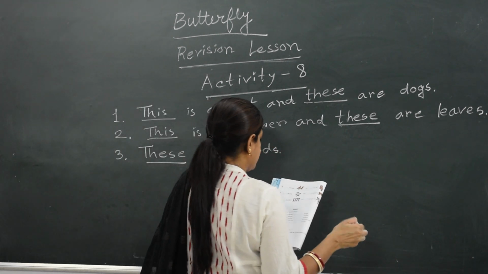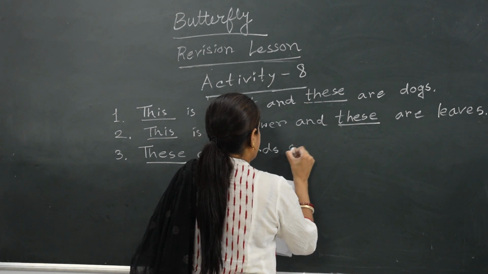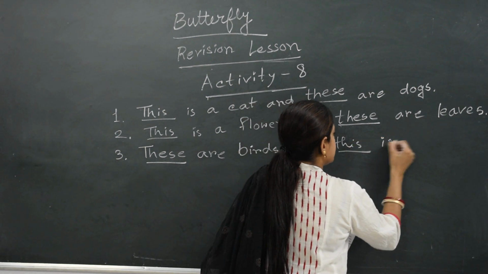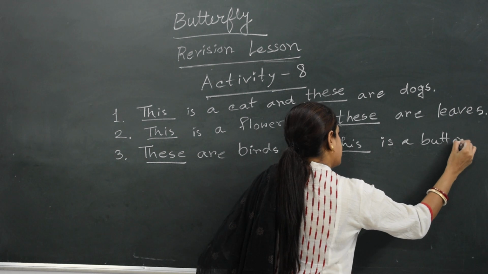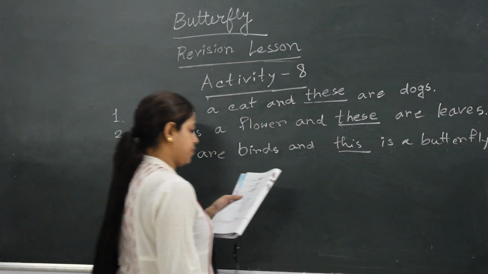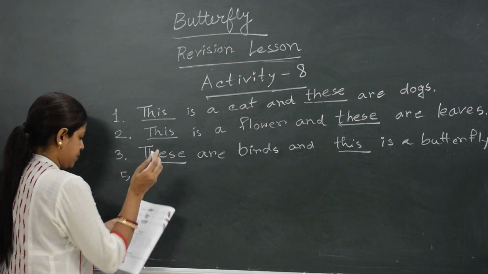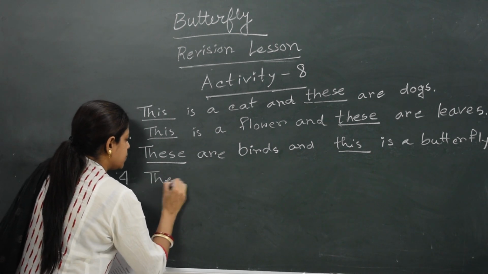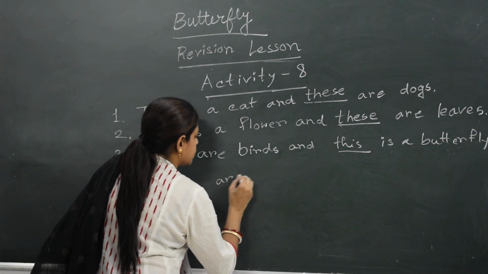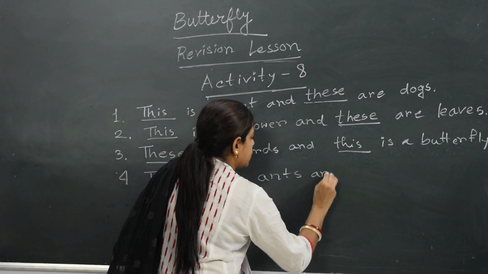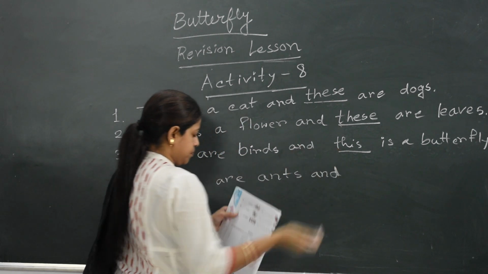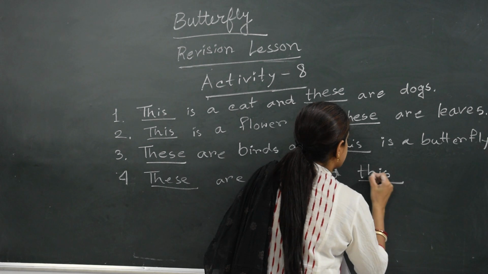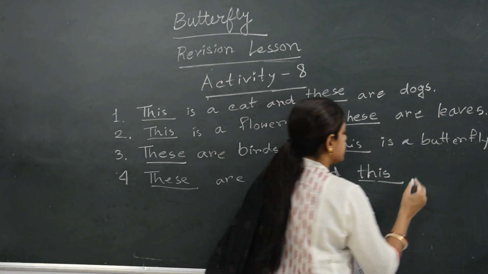Okay. You can complete it. These are birds and this is a butterfly. Number four, these are ants. And this is a butterfly, right? We use is with this, and are with these: this is and these are.